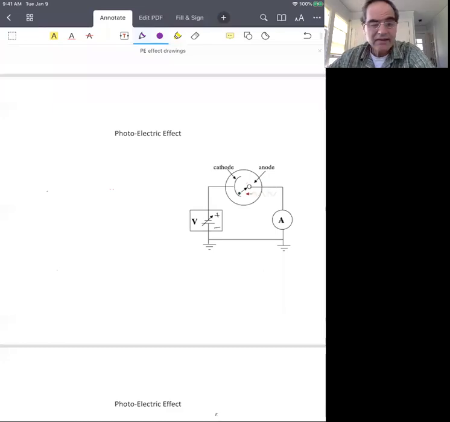Very good. Now the experiment we're going to carry out allows us to measure K max. And from that measurement, we can deduce, for example, what h is. So our goal in the experiment is to measure K max. And we're going to do that with the apparatus shown here.